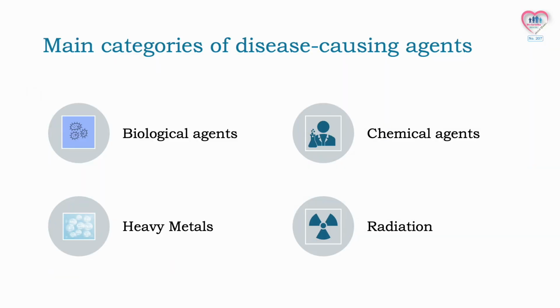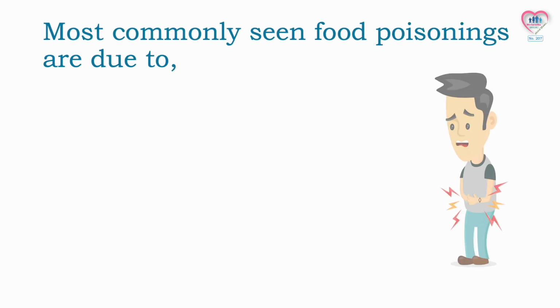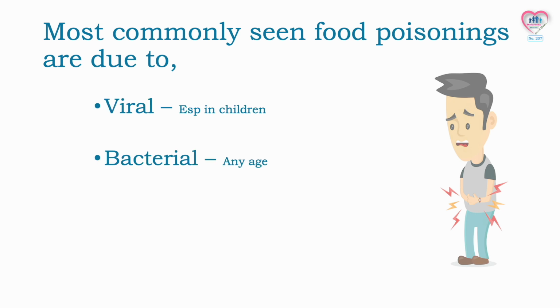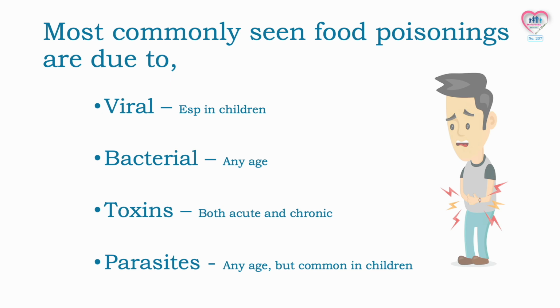We talked about all the categories of disease-causing agents that can enter your body through food. Among these food-borne pathogenic agents, the most commonly observed ones are viral, especially in children; bacterial, at any age; toxins, both acute and chronic; and parasites, that can occur at any age, but are common in children.